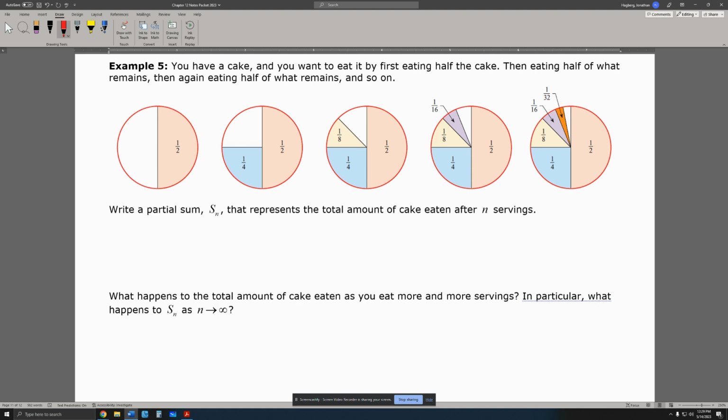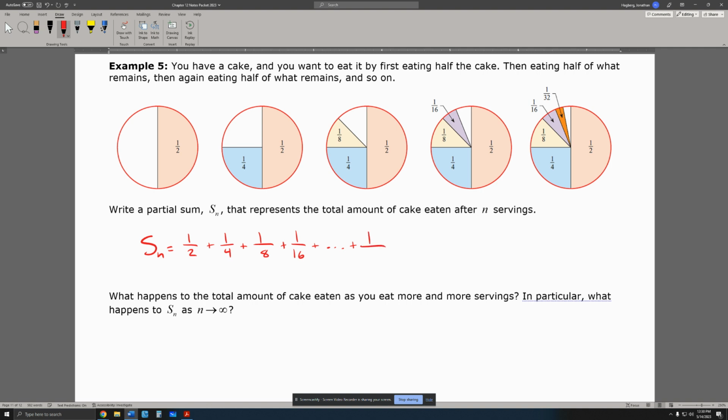Okay, so I know that the partial sum Sn is equal to, well, when we first eat it, the first term, we eat half the cake. After that, we eat a fourth of the total cake. After that, our third serving, we've eaten an eighth of the total cake, and then a 16th of the total cake, and so on. Okay? And I notice a pattern here. So our pattern here is that the denominator is those perfect powers of 2.